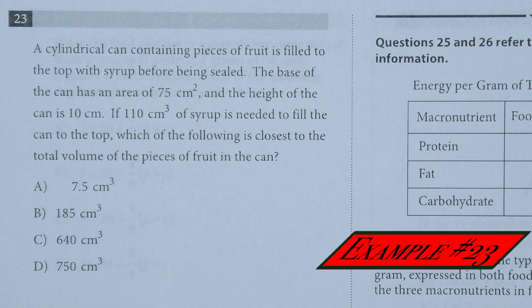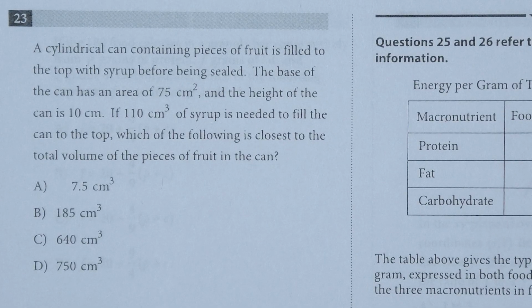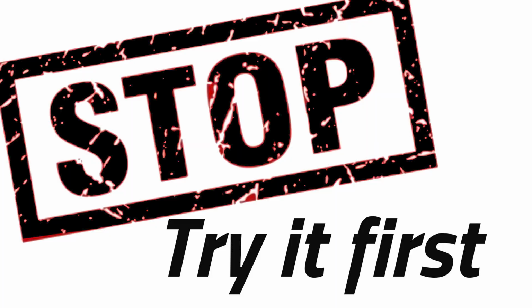A cylindrical can containing pieces of fruit is filled to the top with syrup before being sealed. The base of the can has an area of 75 centimeters, and the height of the can is 10 centimeters. If 110 centimeters cubed of syrup is needed to fill the can to the top, which of the following is closest to the total volume of the pieces of fruit in the can?